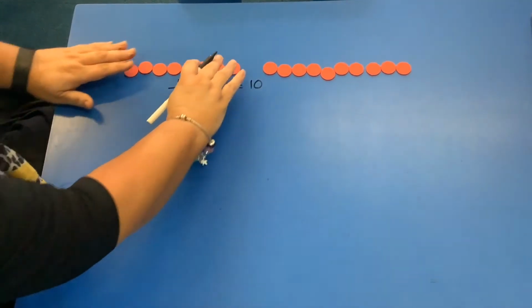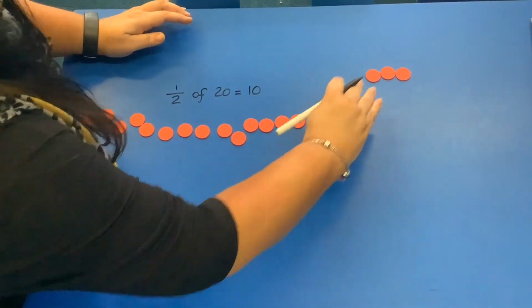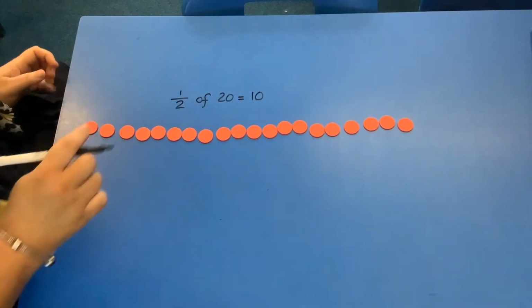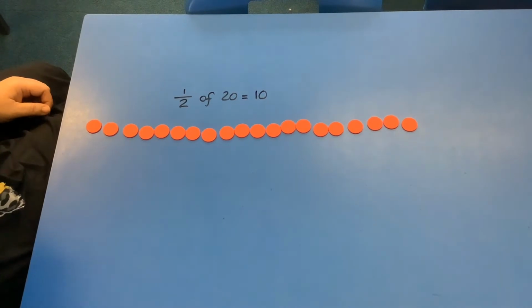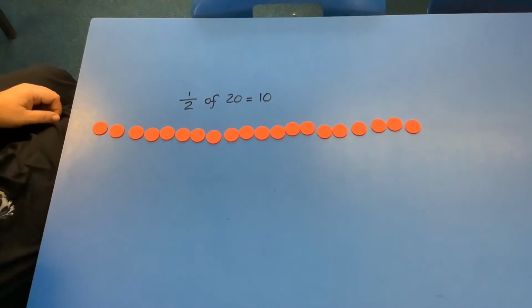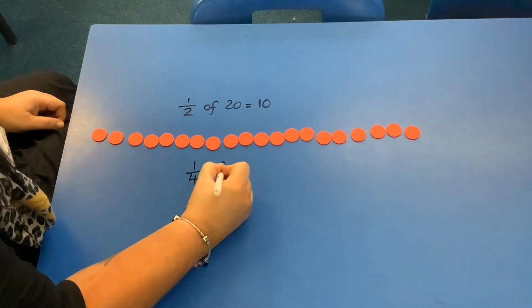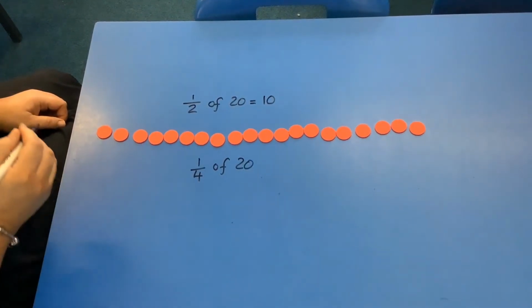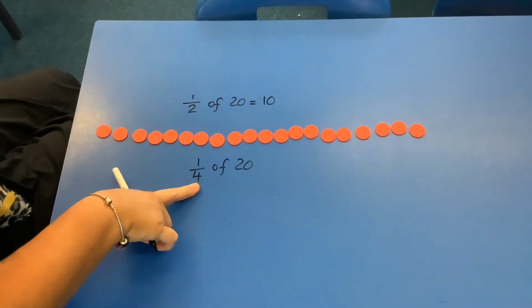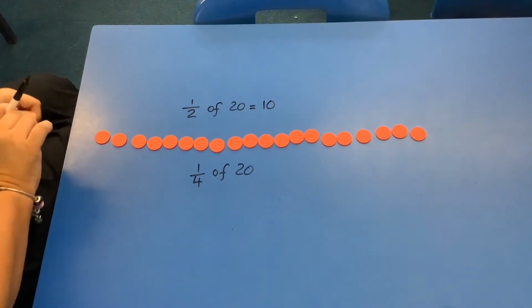So if I put my counters back and I've got 20 again, and this time I want to find, let's think, I want to find 1/4. So hopefully again you're thinking, well, if it's 1/4, a quarter looks like this when it's written down. So how many equal groups do I need? I need 4. So if you're right at the beginning and you're thinking, I really don't get this, Mrs. Oliver, you're simply going to make 4 groups and put an equal number into each group.